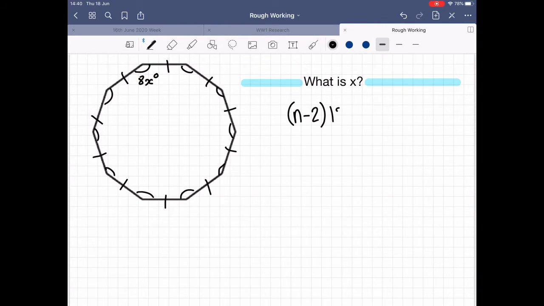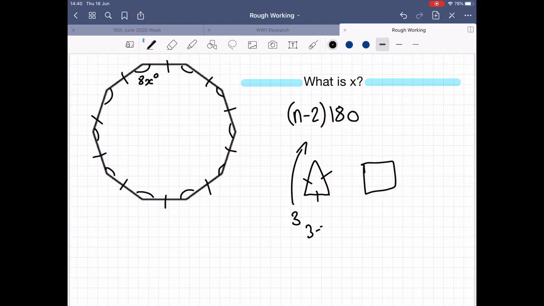So it's (n minus 2) in brackets, times 180. So where does this come from? Well, we're going to use the example of a triangle and a square. So let's say we have an equilateral triangle that has 3 sides, right? Now n would be the number of sides, so 3 take away 2 is 1, 1 times 180 is 180, obviously, and we know that the sum of all the angles in a triangle is 180.